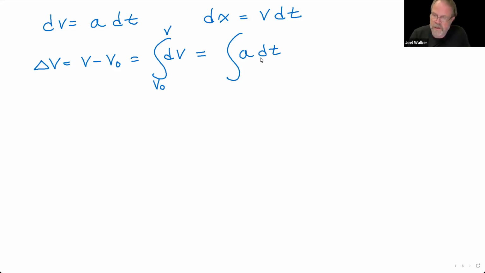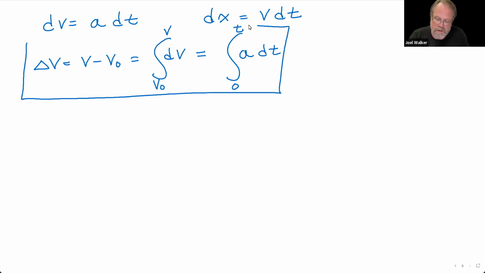The variable which we're stepping over now, the so-called integration variable, is time rather than velocity. We've got to put our endpoints, our starting and our ending, at the corresponding values for time. We started at time 0. We went to time t. We started at the velocity at time 0 and went to the final velocity at time t.